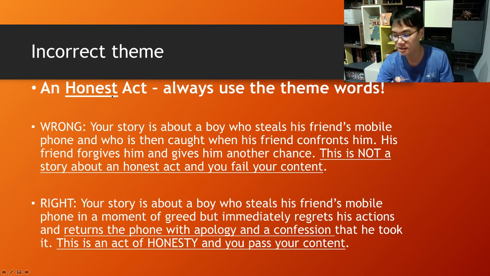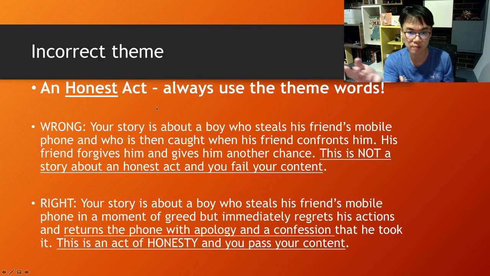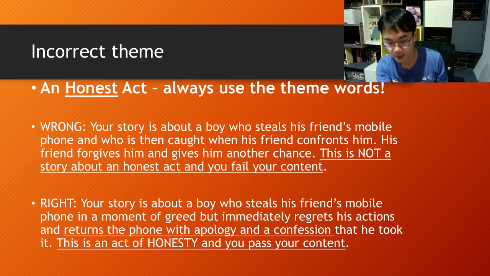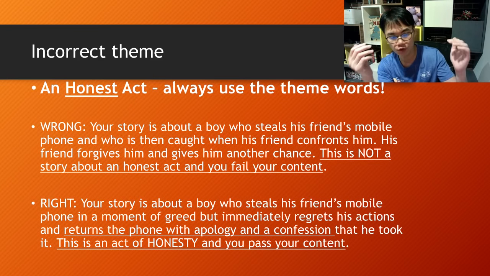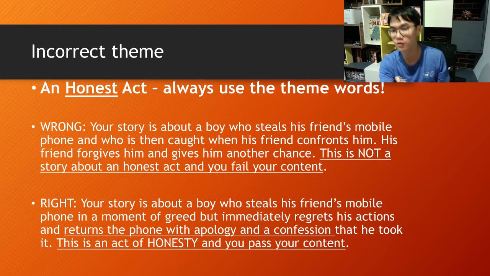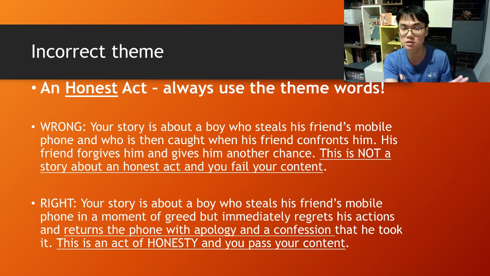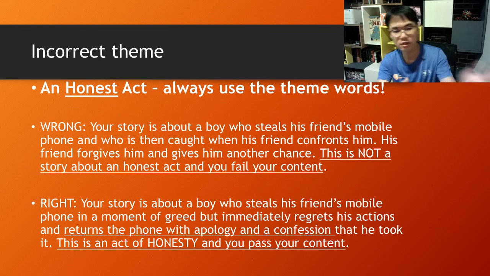So remember, we just did this. We wrote about an honest act happening in, I believe, a library or something very similar to that. Now, this is an example of one of the students from our class who wrote this story. And in this story, you will see an example of both a wrong and a right way to engage the theme. And this is very important because if you write not according to the theme, you write only according to your own story, and you ignore the theme, you will fail. It's inevitable. You will definitely fail your content, okay? So, an honest act. Take a look at the first example, right?